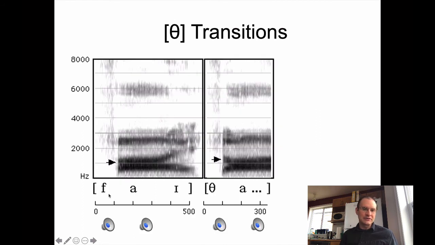These are some samples of F versus theta. For F, we'd expect F2 to go down, if anything. Theta is slightly backer, closer to an alveolar place of articulation. So F2 for a vowel like ah might point up going into the theta.